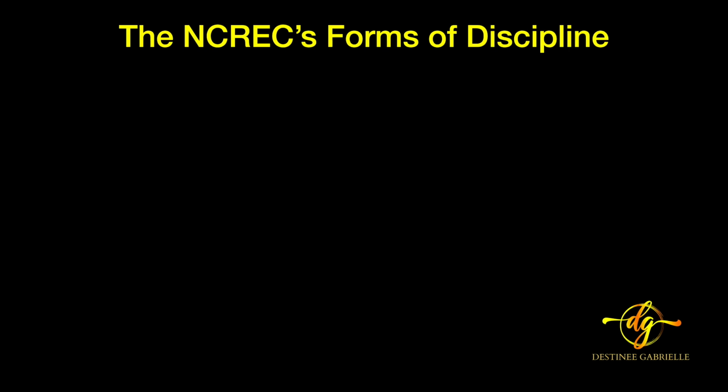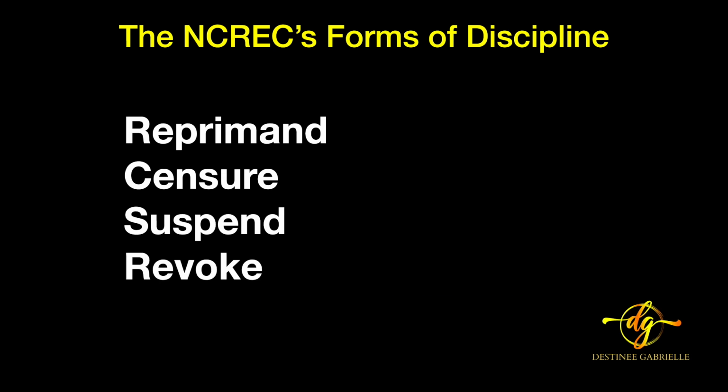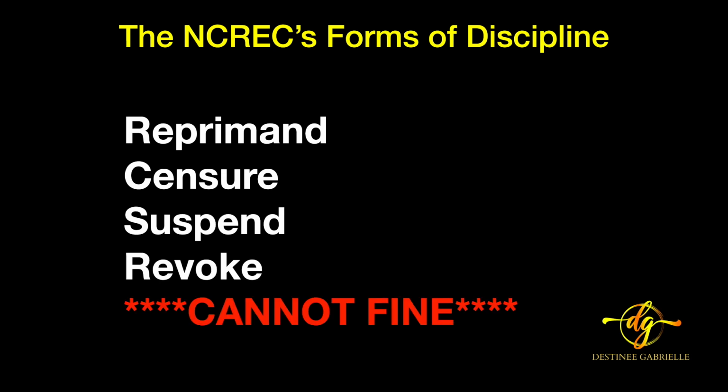The next one is the way that the North Carolina Real Estate Commission disciplines licensees. So they can reprimand, they can censure, they can suspend, and they can revoke. They cannot fine licensees. Now, there's going to be a slight caveat to that a little bit further down, but remember that for licensees.